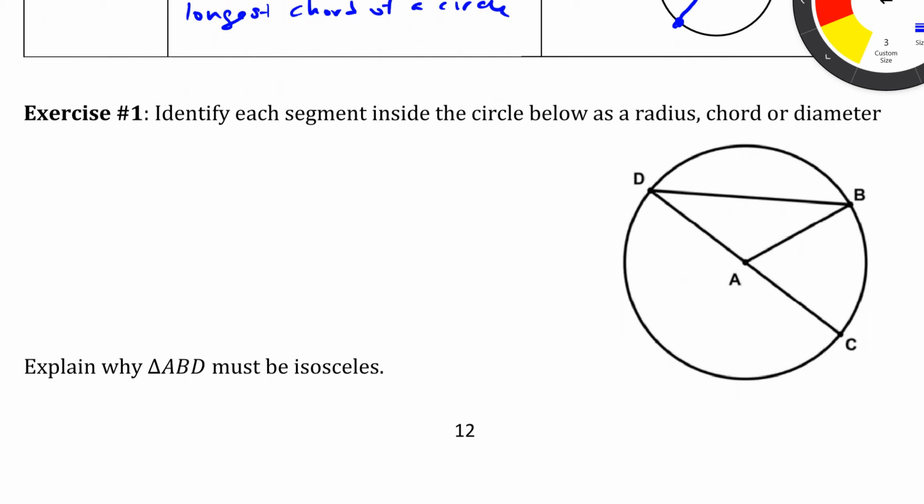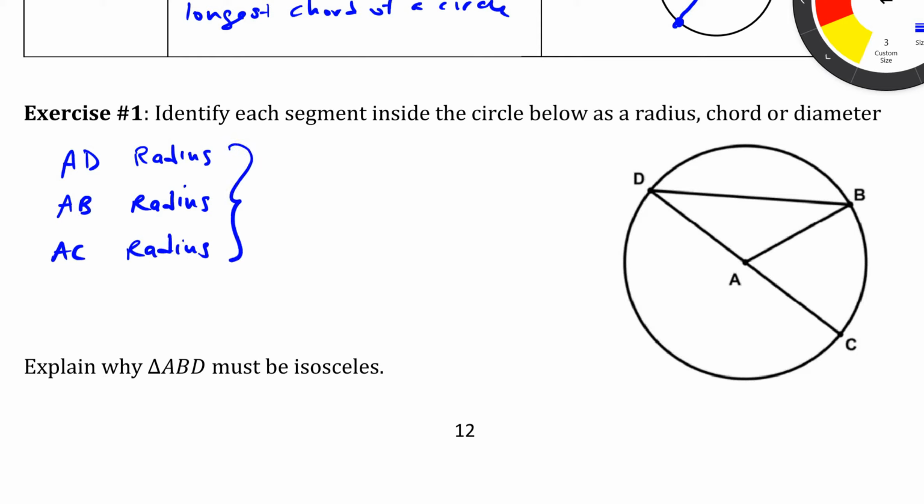So let's look at this next problem. Exercise 1 says, identify each segment in the circle below as a radius, a chord, or a diameter. So there's a lot of different segments that we have here. I know that AD is a radius. I know AB is a radius. I know AC is a radius. And I know all of those radii are congruent to each other. They're all the same length. I also know that BD is a chord. And there's only one diameter here, CD, which is also a chord, but it's a chord diameter.